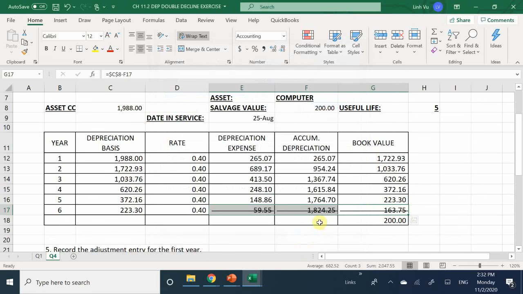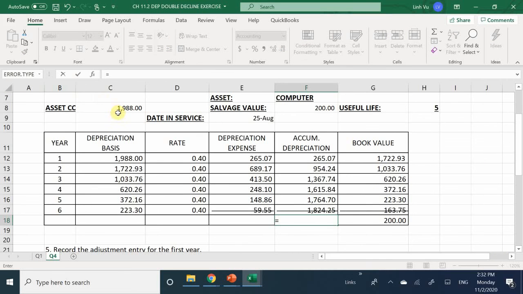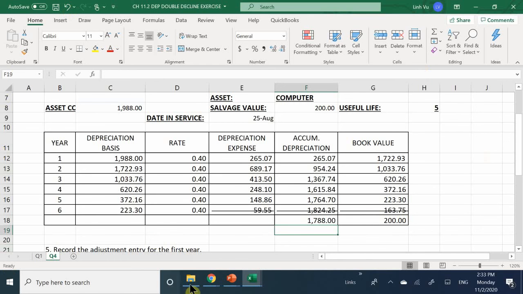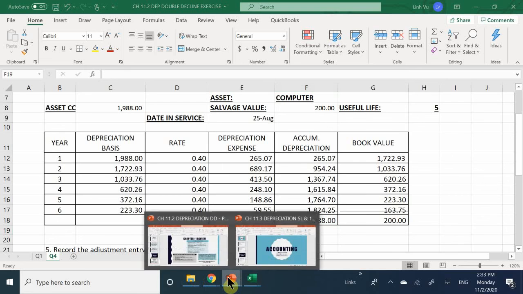Okay, so I have my book value. It's supposed to be equal to my salvage value. So in this perspective, what is my cost of the asset and what's my book value? Your cost of the asset was the 1988. Good. Minus my book value, which we're making the 200, the salvage value, which leaves us with $1,788. Good.